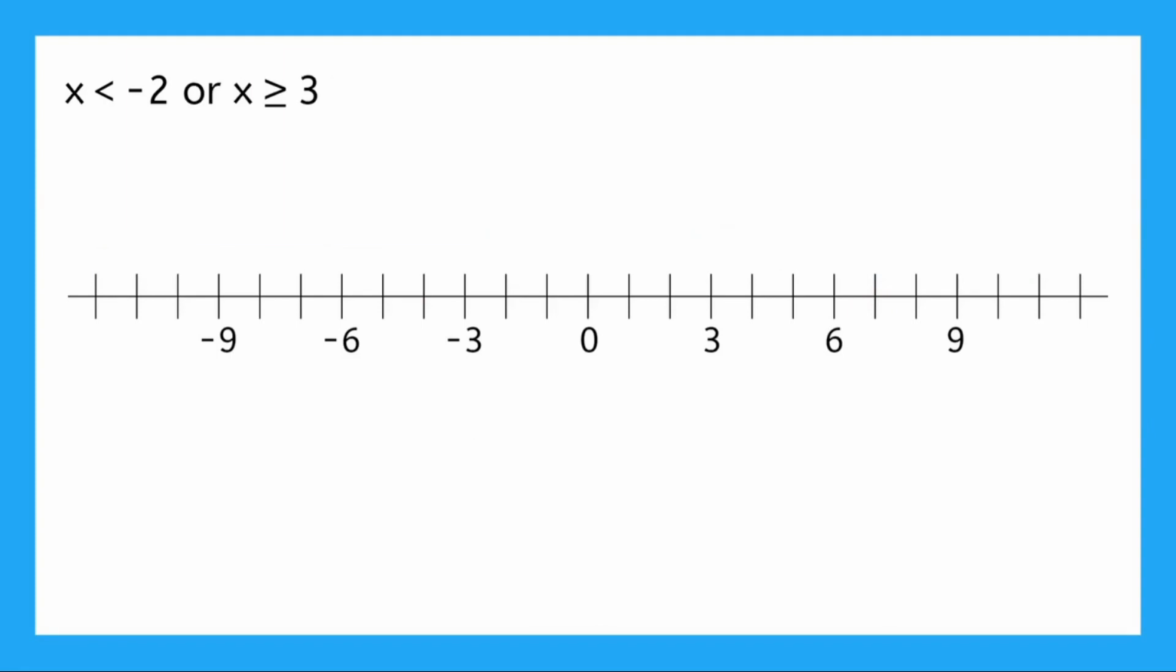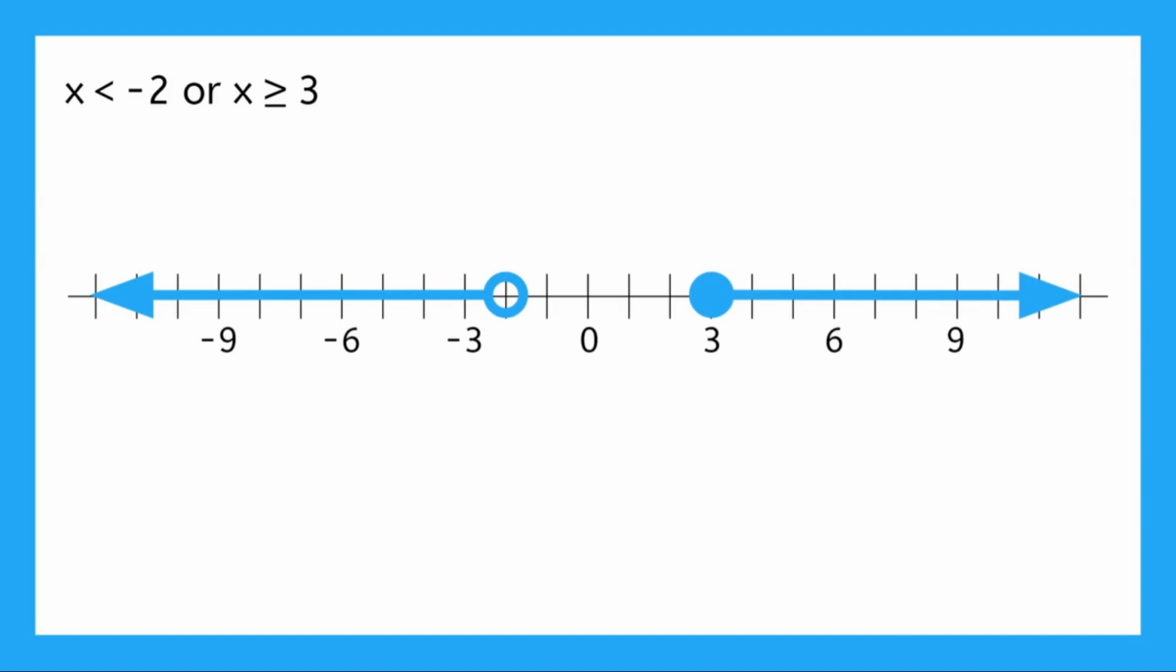The other type of compound inequality is an "or," such as x is less than negative 2 or x is greater than or equal to 3. This is the same as the previous example, just with "or" instead of "and." You'll see that that one little change makes a huge difference. So first, let's mark our number line with all the numbers less than negative 2 and all the numbers greater than or equal to 3.